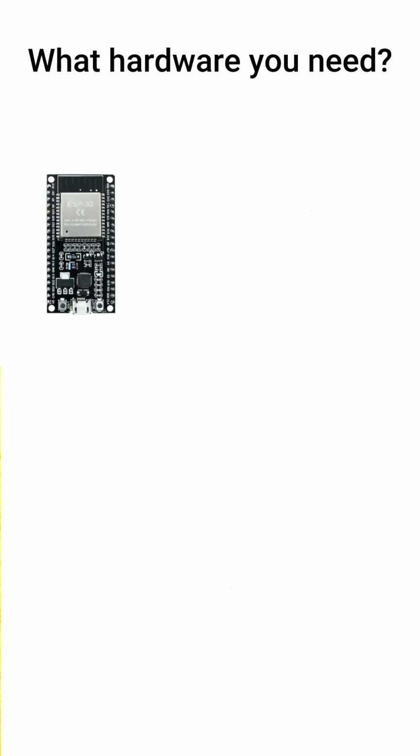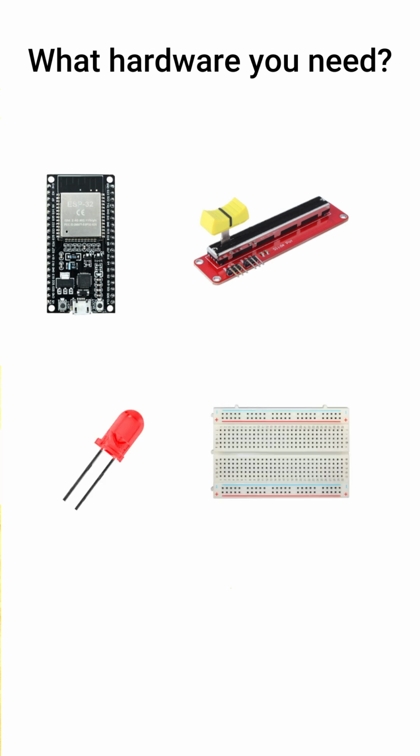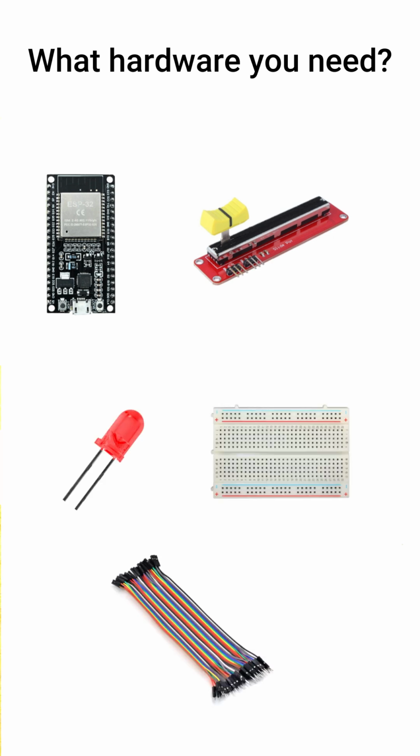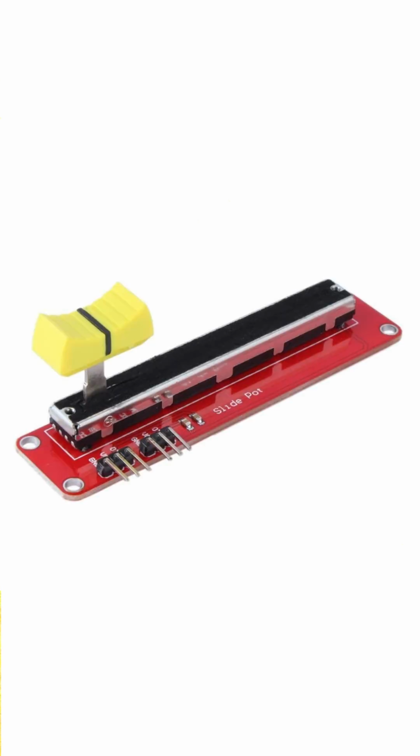Now let's see what hardware we need for this demo. Here I am using one ESP32 board, one slider potentiometer, one LED, a breadboard and jumper wires. The potentiometer will act like a sensor. When I slide it, the voltage changes and the ADC reads it.